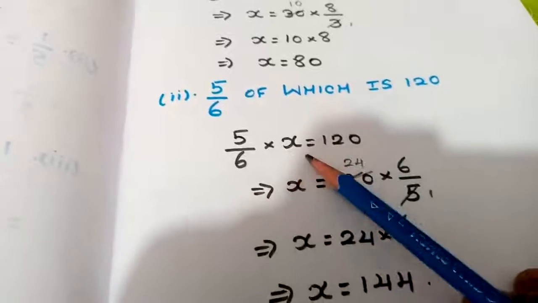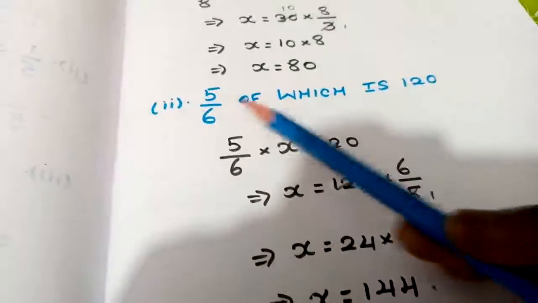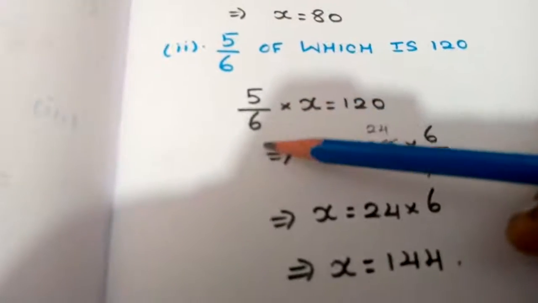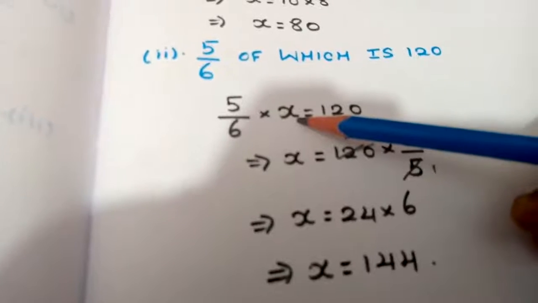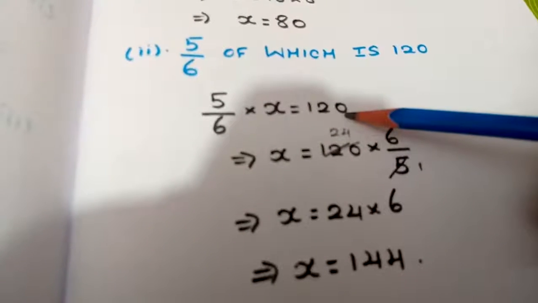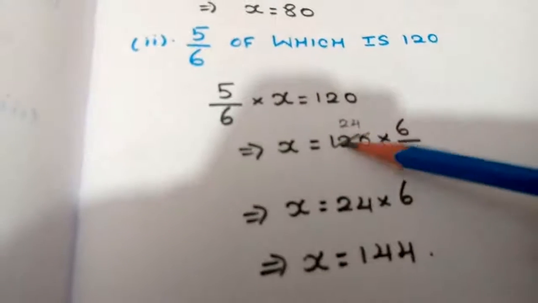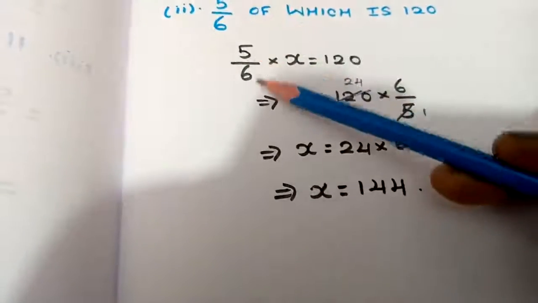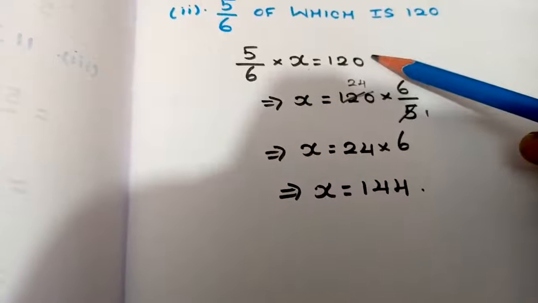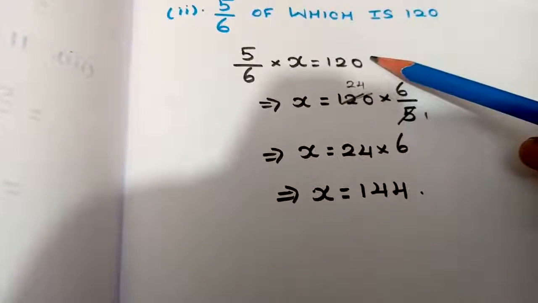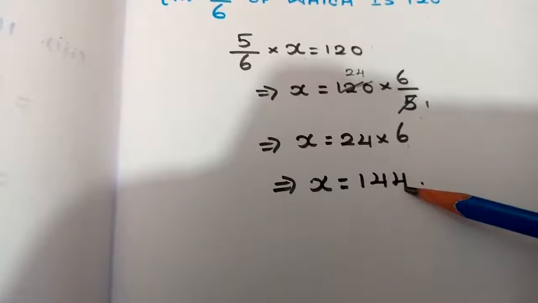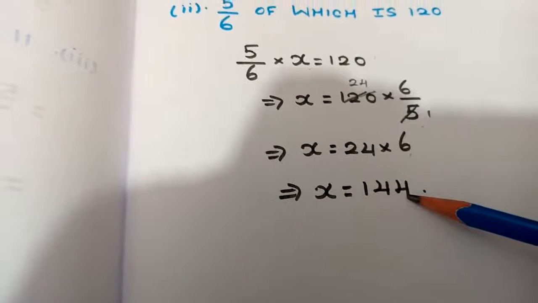Similarly, 5 by 6 into x is equal to 120. That is the question. 5 by 6 of which is 120. 5 by 6 into what, if I multiply, I will get the answer as 120. That is the question they are asking you. x is equal to 120 into 6 by 5. From left to right, if you move, I am going to write it in the form of reciprocal. Multiply the value, you will get the answer as 144.